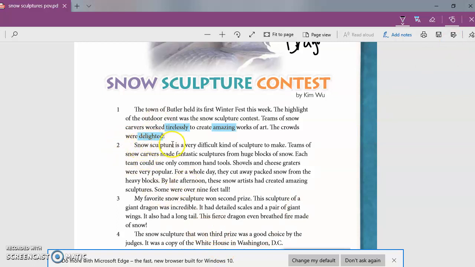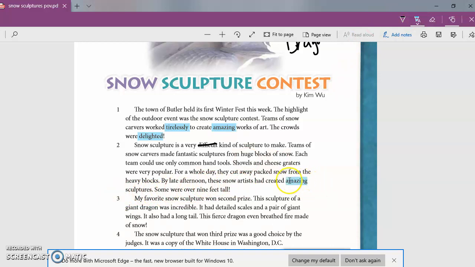Snow sculpture is a very difficult kind of sculpture to make. Teams of snow carvers make fantastic sculptures from huge blocks of snow. Each team could use only common hand tools. Shovels and cheese graters were very popular. For a whole day, they cut away packed snow from heavy blocks. By late afternoon, these snow artists had created amazing sculptures. Some were over 9 feet tall.